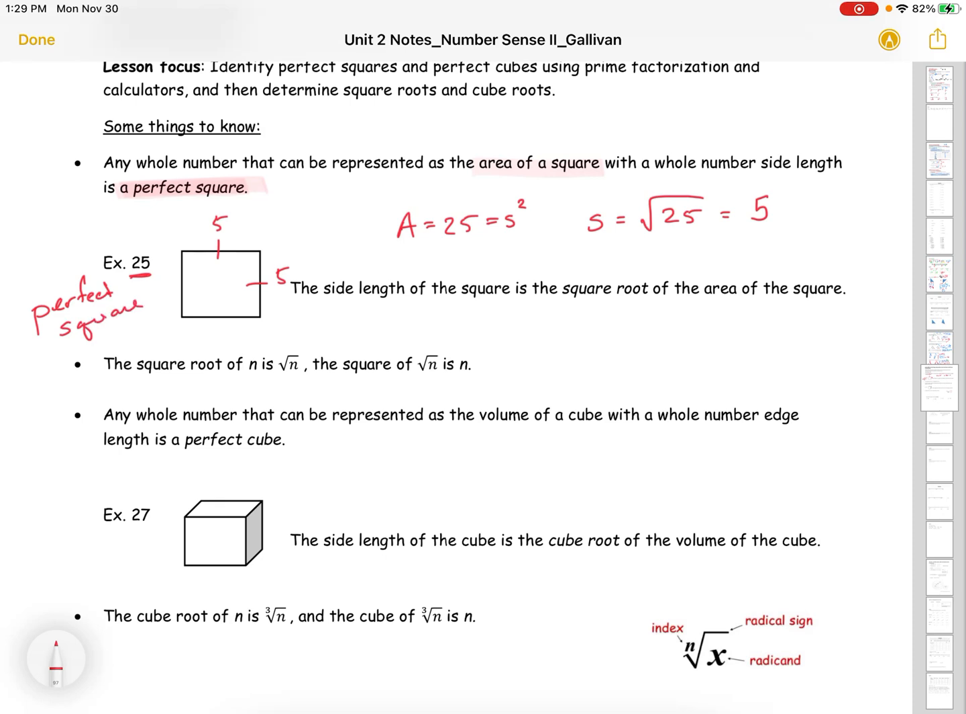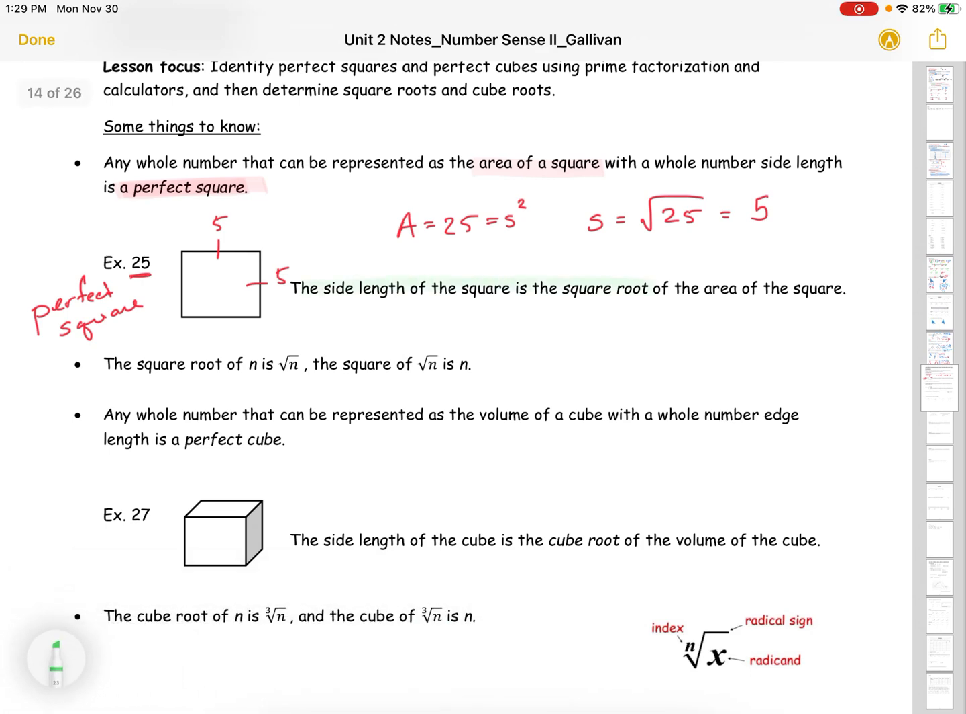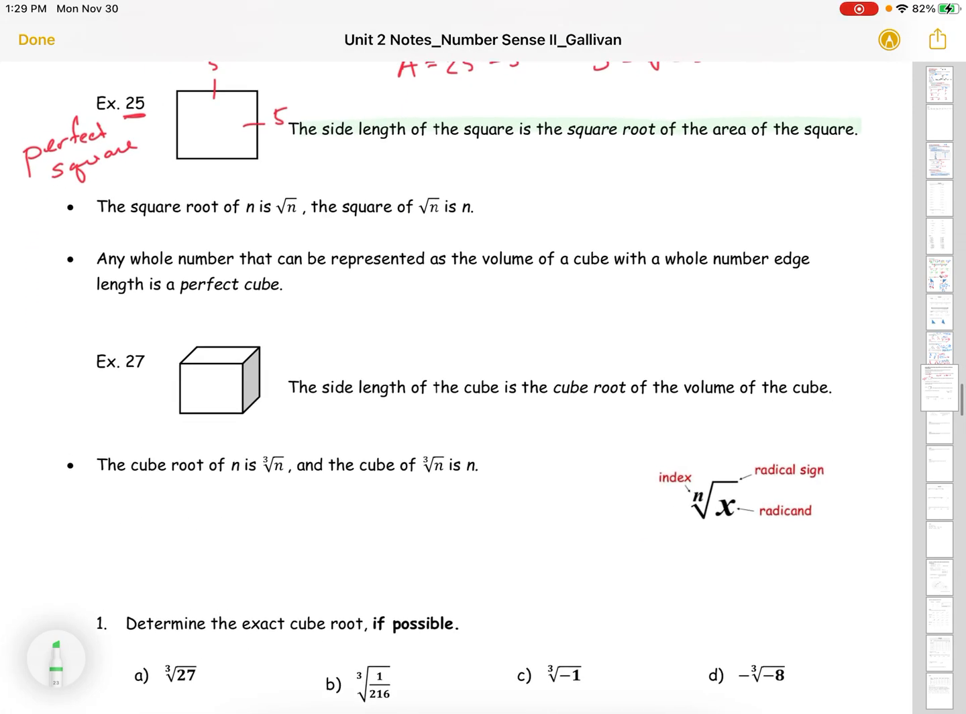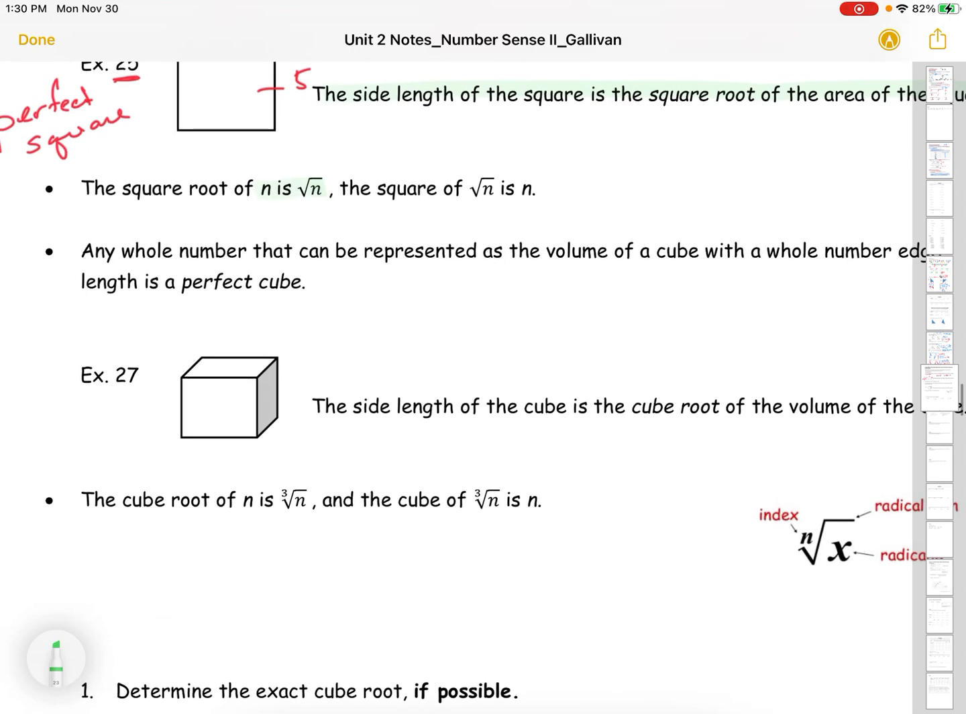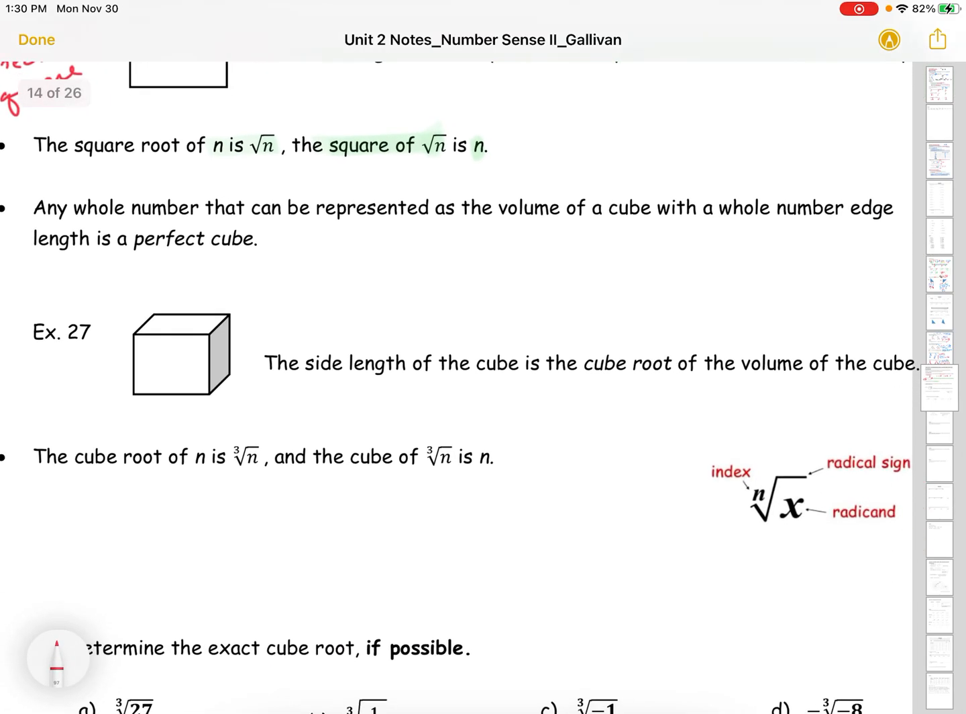So the side length of the square is literally the square root of the area. Now the square root of n, we use that square root bracket, and the square of the square root of n is equal to n. So that's the kind of relationship.